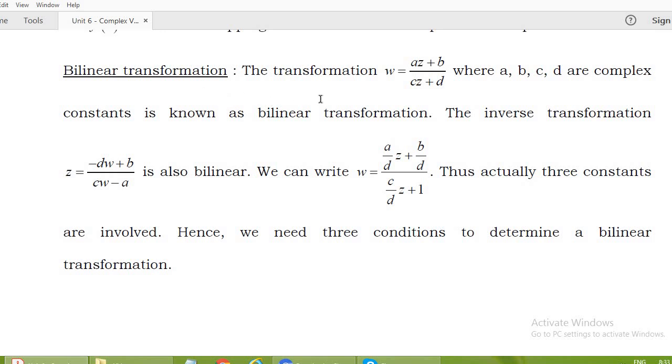Bilinear transformation. The transformation w equal to (az plus b) upon (cz plus d), where a, b, c and d are complex constants, is called the bilinear transformation. Again, the inverse transformation is also bilinear. For this given bilinear transformation, we can write it exactly like this. So instead of these four constants, three constants are enough.